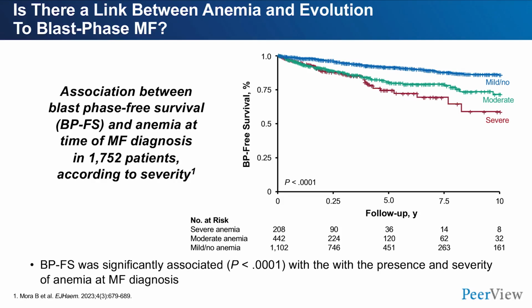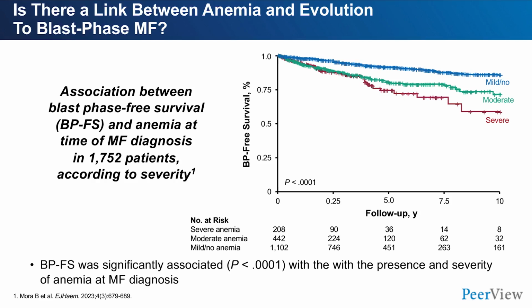And this is a more recent analysis that we did in 1,752 patients with primary and secondary myelofibrosis. We stratified the patients according to the severity of anemia. So normal hemoglobin, and severe anemia, the red one, meaning, adjusted for sex, less than 9 for male and less than 8 for female. Moderate anemia, meaning 8-10 for female and 9-11 for male, and not anemic.